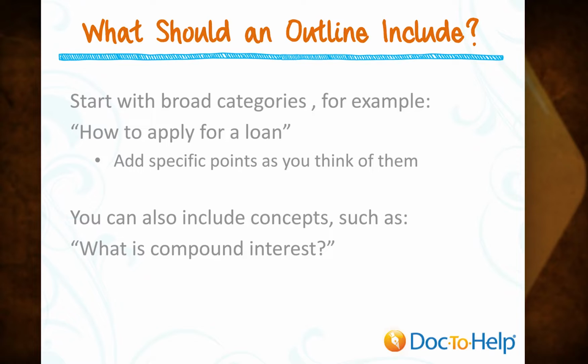Your outline should include categories of information you want to cover. These are usually referred to as topics. For example, how to apply for a loan. Conceptual background information can also be included in your outline, things like what is compound interest.